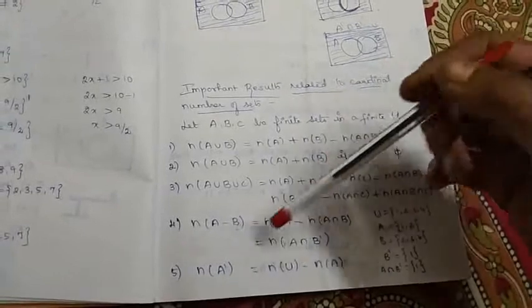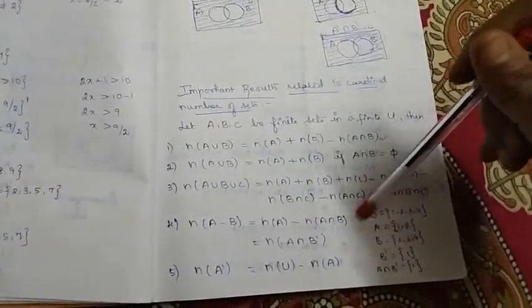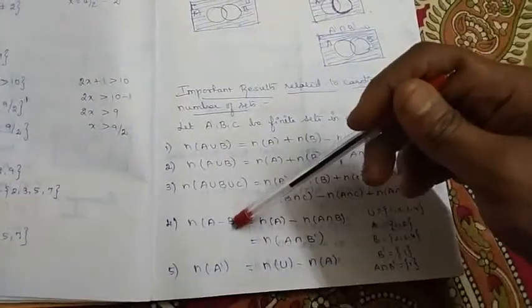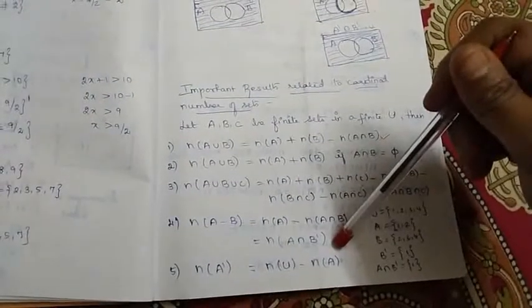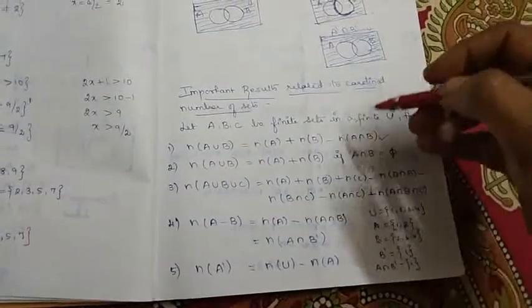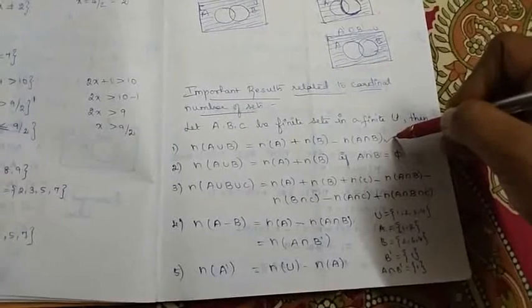Right, and n of A minus B is n of A minus n of A intersection B, or else n of A intersection B dash. This we know. A minus B can also be written as A intersection B dash. Right, n of A dash is n of U minus n of A. Normally we will use this formula in solving problems.